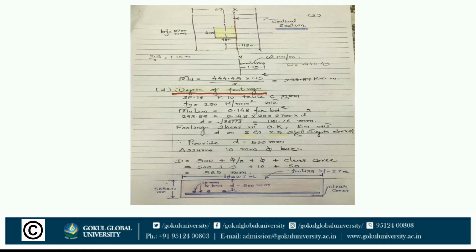Effective depth. Now assume in footing we will provide 10 mm diameter of bar. Therefore, total depth of the footing will be 500 plus half diameter of 10 mm plus 10 mm plus clear cover. Clear cover will be taken 50 mm. So total depth will be 565. In the figure you can see capital D is equal to 565 and effective depth equal to 500.